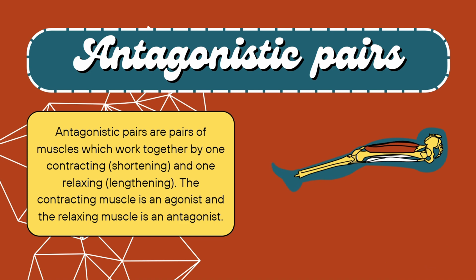Now we have this one, antagonist pairs. Right over here, we can see that antagonist pairs are pairs of muscles which work together by one contracting or shortening, you know what contracting is, and one relaxing, or lengthening.